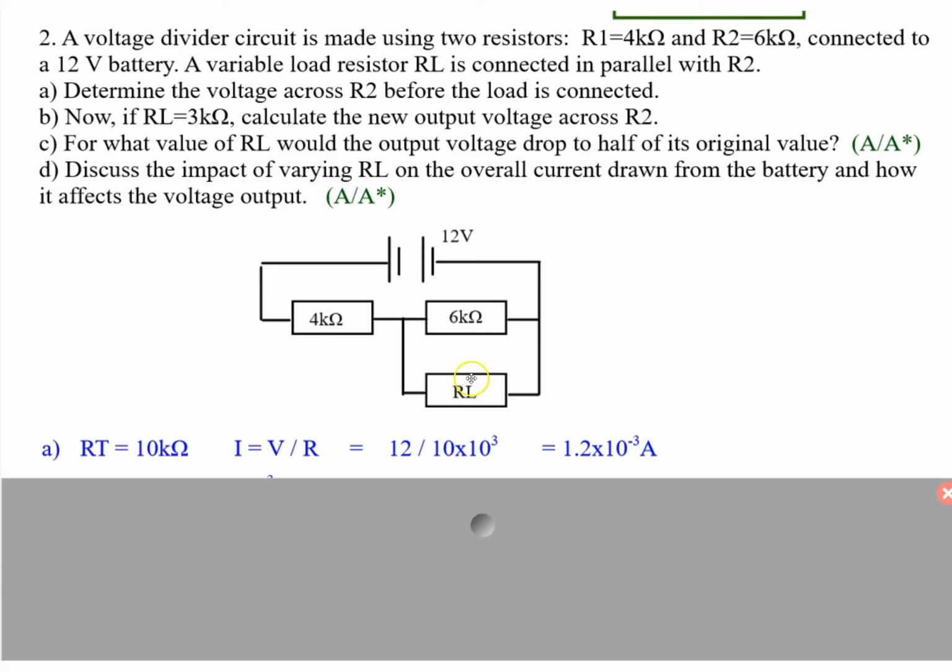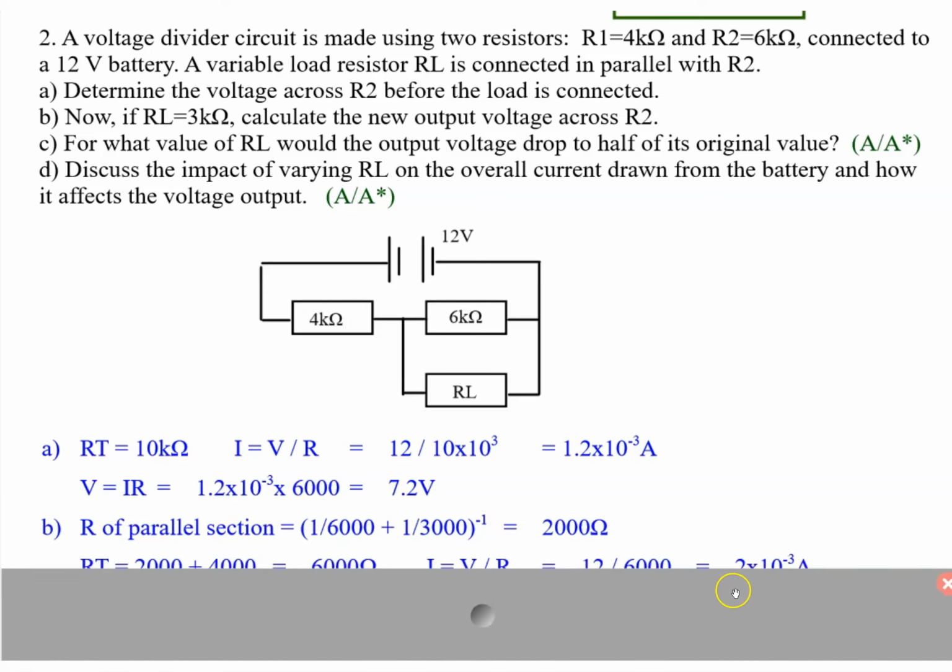So actually in part A, RL is 0 or disconnected. So we just have a very simple series circuit. The total is 4 plus 6 kilo. We can find the current, V divided by R, so 12 divided by 10 kilo, and we get 1.2 times 10 to the minus 3. So that's probably a couple of marks, should be straightforward.